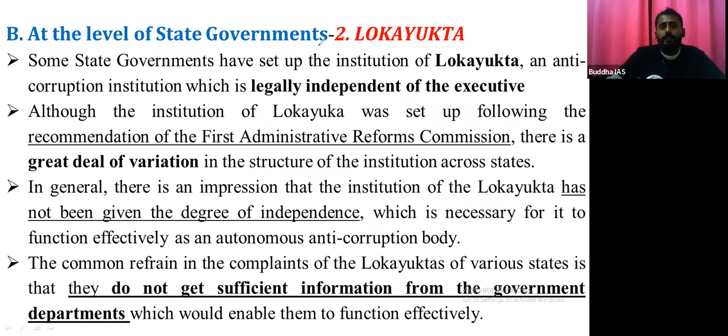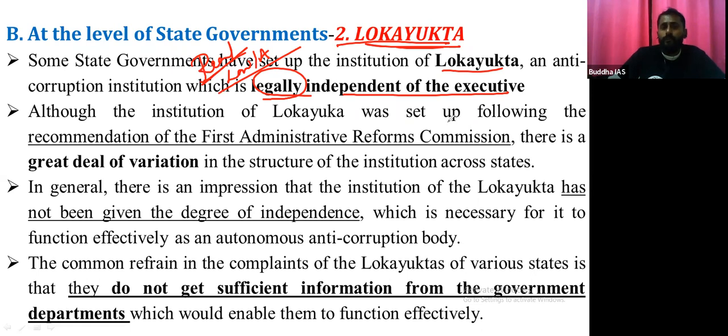Some states are having Lokayukta. Some state governments have set up the institution of Lokayukta, an anti-corruption institution which is legally independent of the executive. Means according to law or according to the act, it is independent. So why have they explicitly said legally independent of executive? In reality, they are not independent.